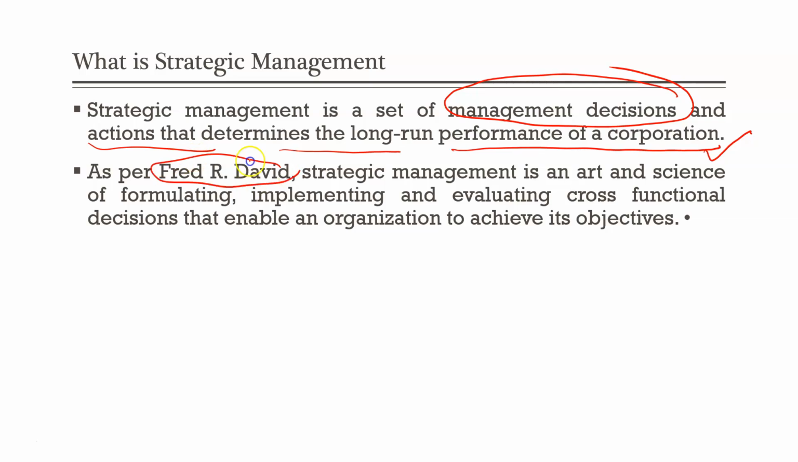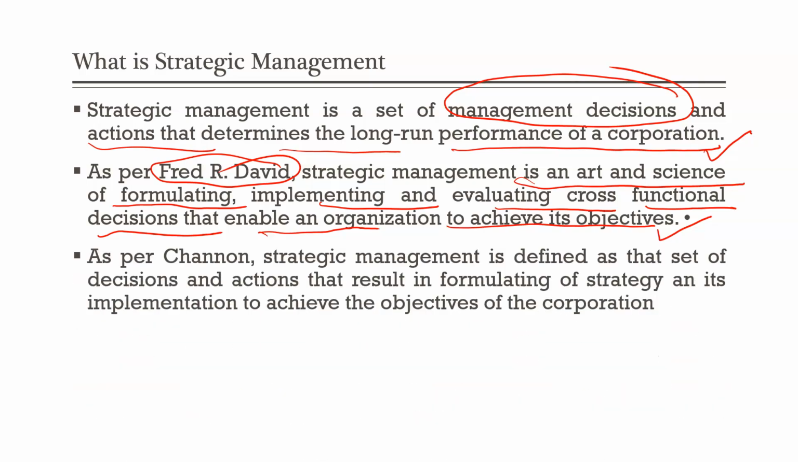As per Fred David, strategic management is an art and science of formulating, implementing and evaluating cross-functional decisions that enable an organization to achieve its objective. We all know that when an organization is incorporated, they create their own vision, mission and objectives, and they want to achieve those objectives. That can only be possible when you formulate certain strategy, implement it at the right time, and evaluate it from time to time to understand whether your strategy has been created properly or not. It can be treated as an art and also as a science, because it is backed by data these days.